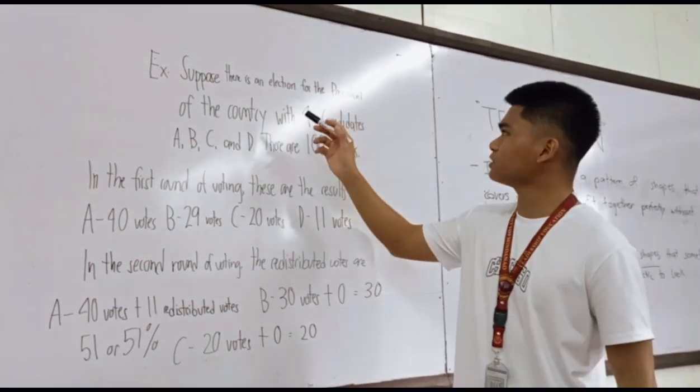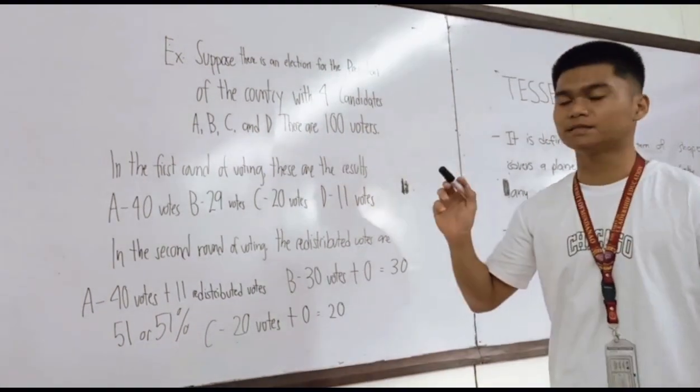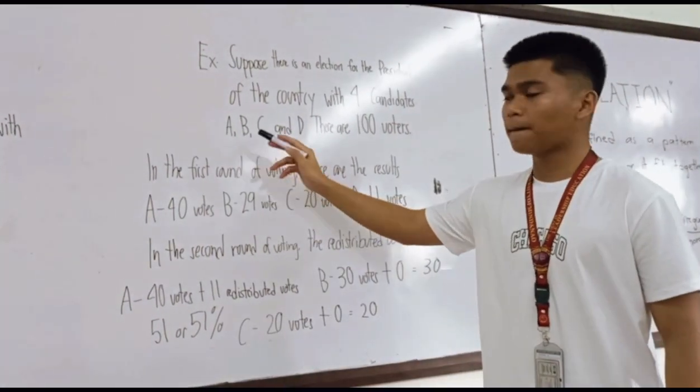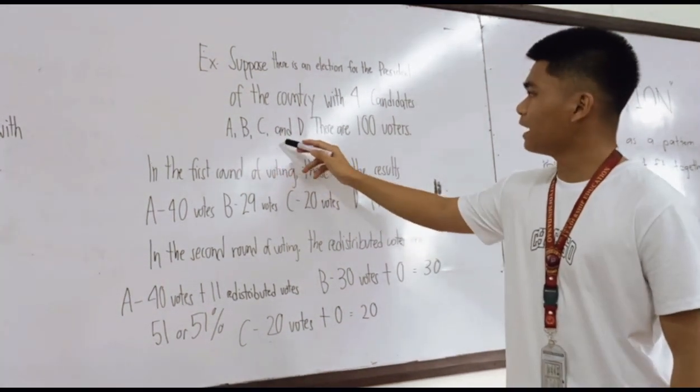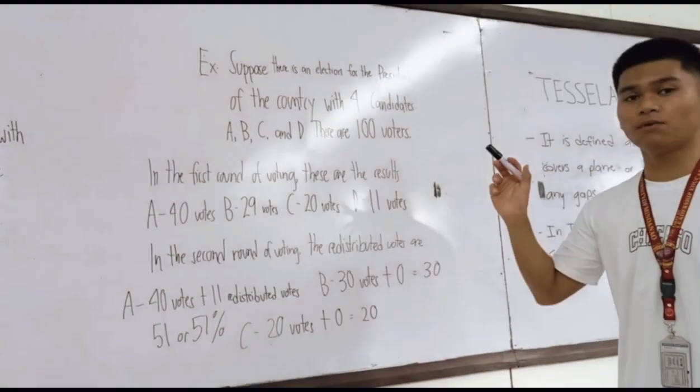Suppose there is an election for the president of the country with four candidates. These are the four candidates: Candidate A, B, C, and D. And there are 100 voters.